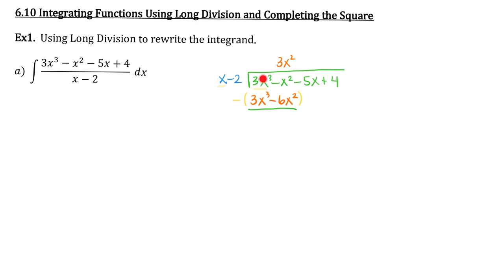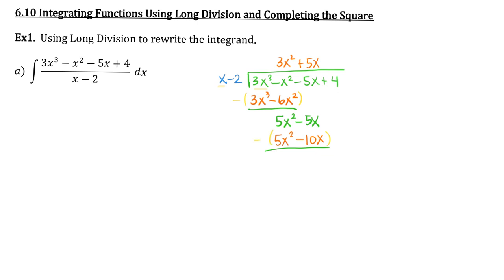Okay, so 3x cubed minus 3x cubed cancels. Negative x squared minus negative 6x squared is negative x squared plus 6x squared, which gives me 5x squared. And then I'm going to bring down the next term, which is the minus 5x. Now what do I times x by to get 5x squared? 5x. Distribute it. 5x times x is 5x squared, minus 10x. Then I'm going to subtract down.